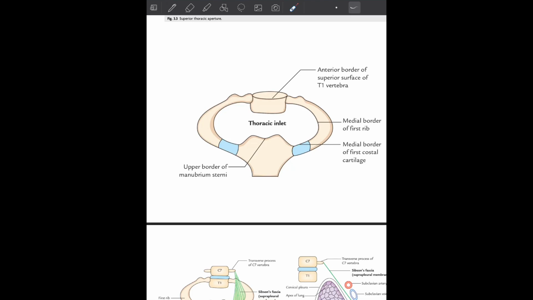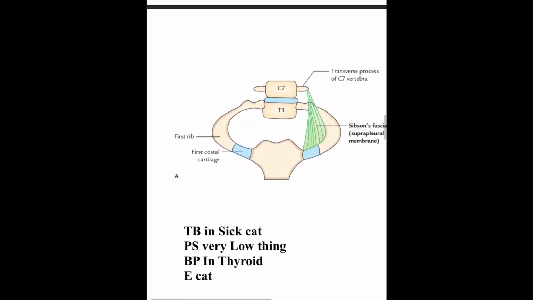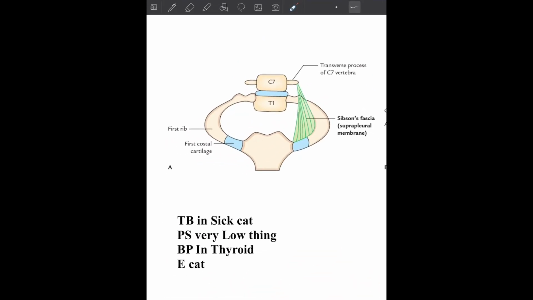The part of the thoracic inlet on either side is closed by a dense fascial sheet called Sibson's fascia. It is also known as suprapleural membrane or diaphragm of superior thoracic aperture. Here is the Sibson fascia on either side.